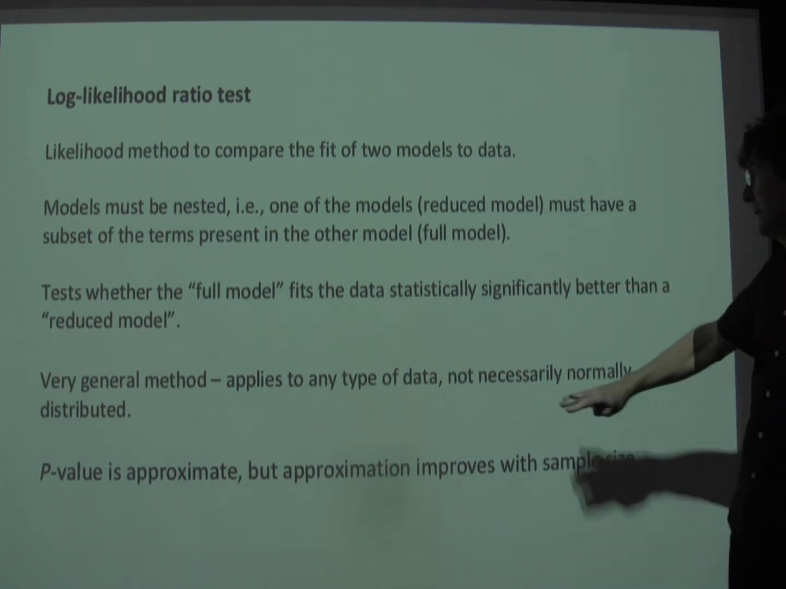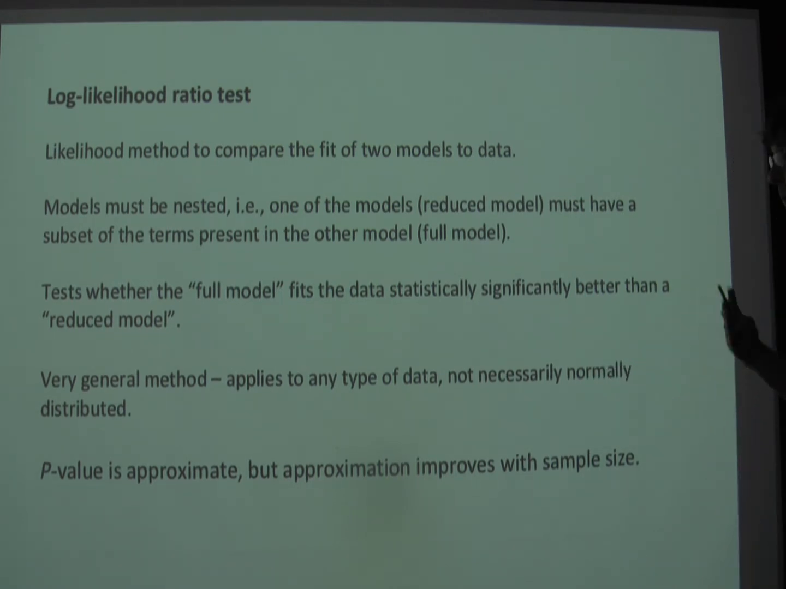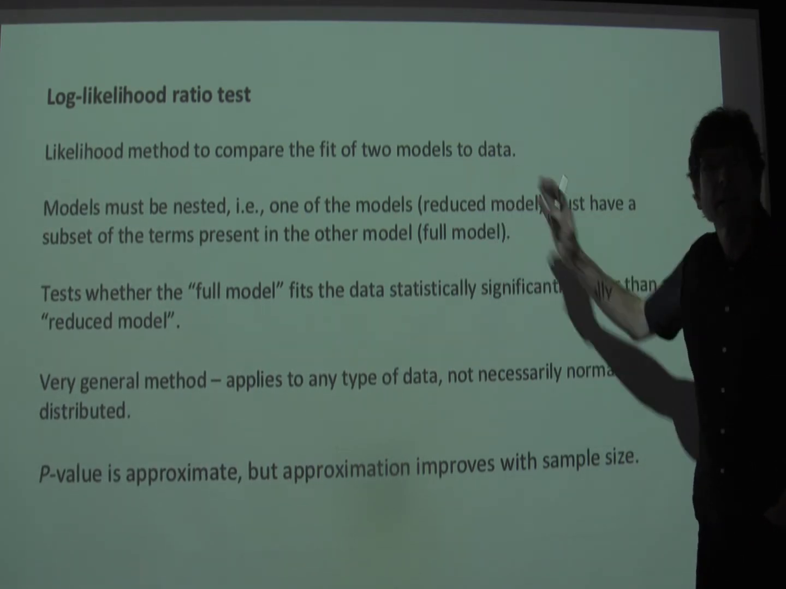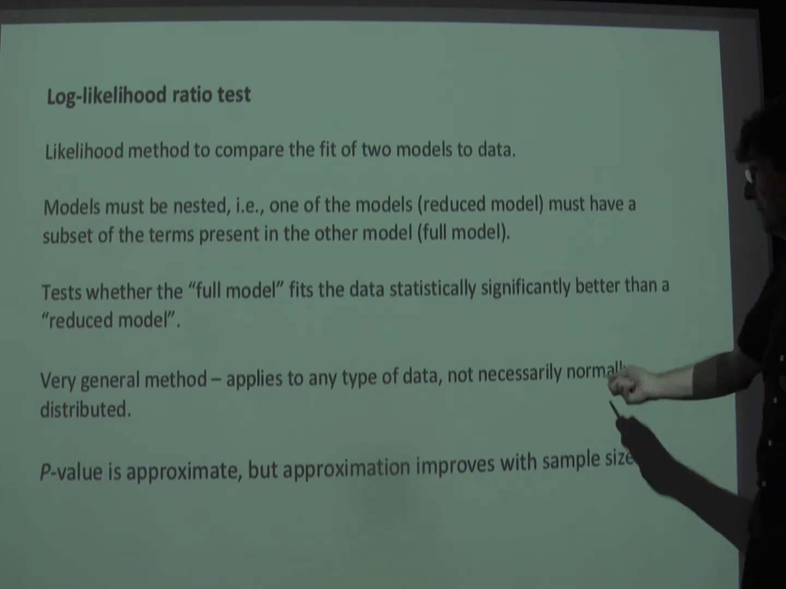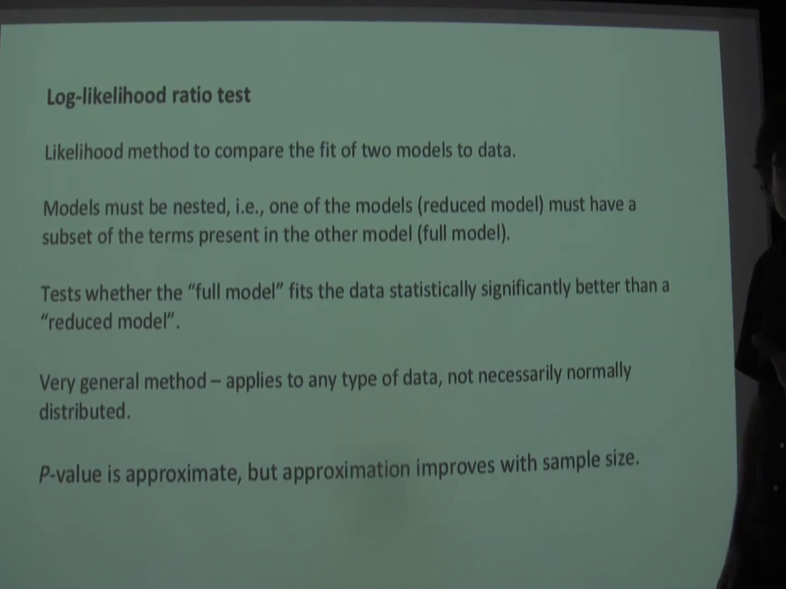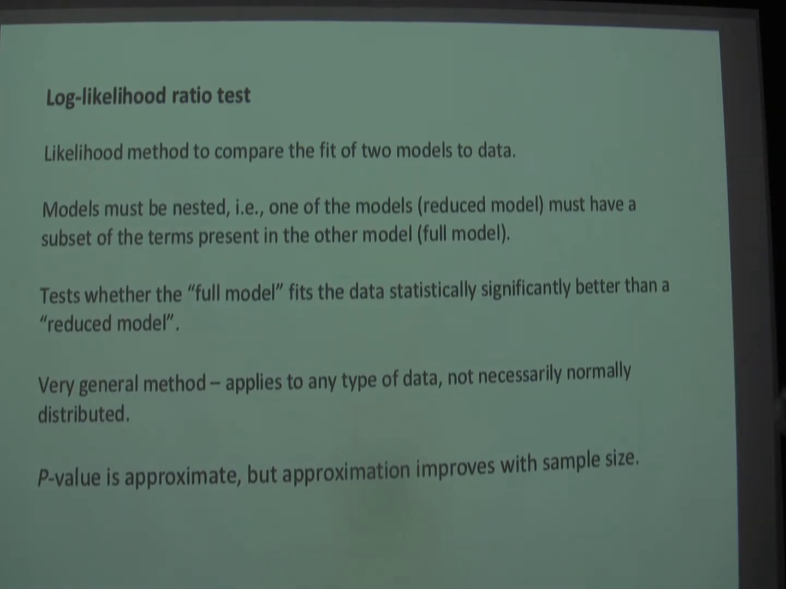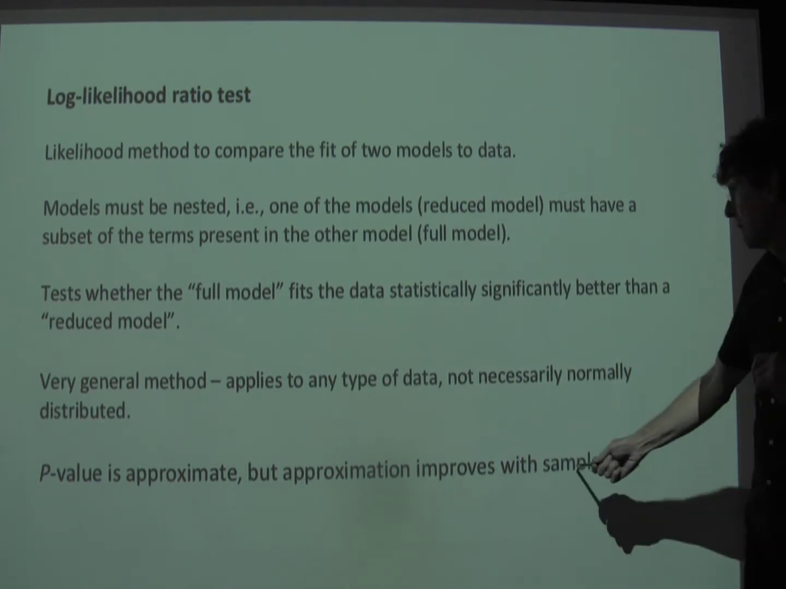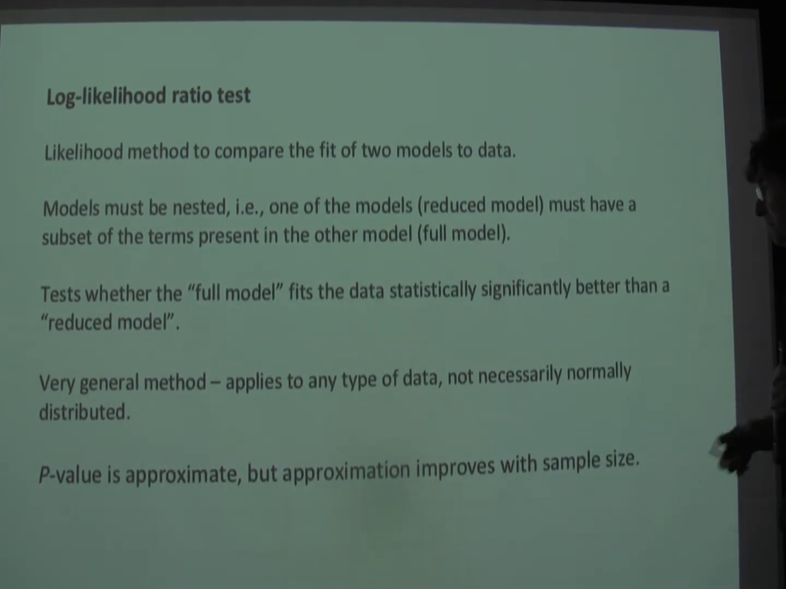And it's completely general. It applies to any kind of data, any kind of model that you might fit that is a reduced form of a second model. So anytime two models can be nested, no matter what the probability distribution of the data, as long as you can find a formula to describe the likelihood, you can carry out a log likelihood ratio test. It's like a universal method for hypothesis testing. The p-value is approximate, but the approximation improves with sample size.